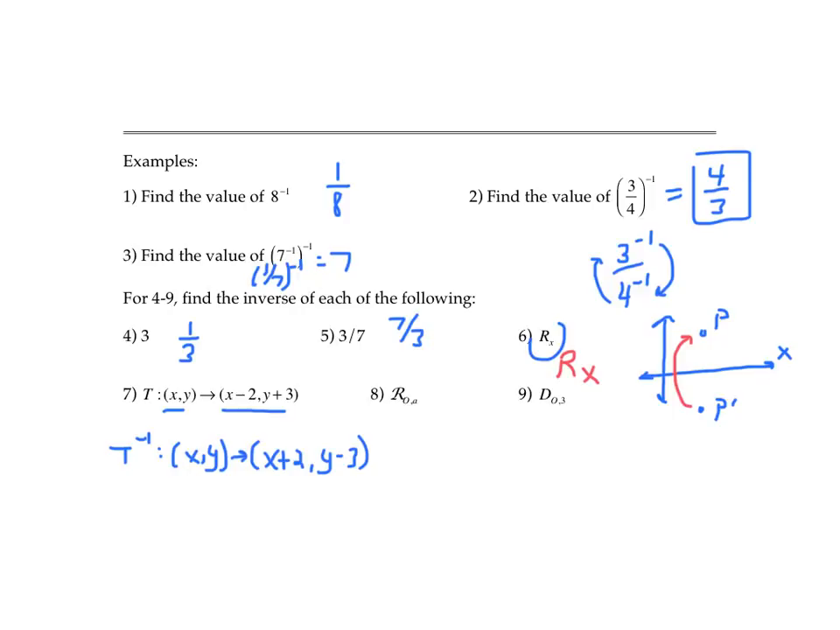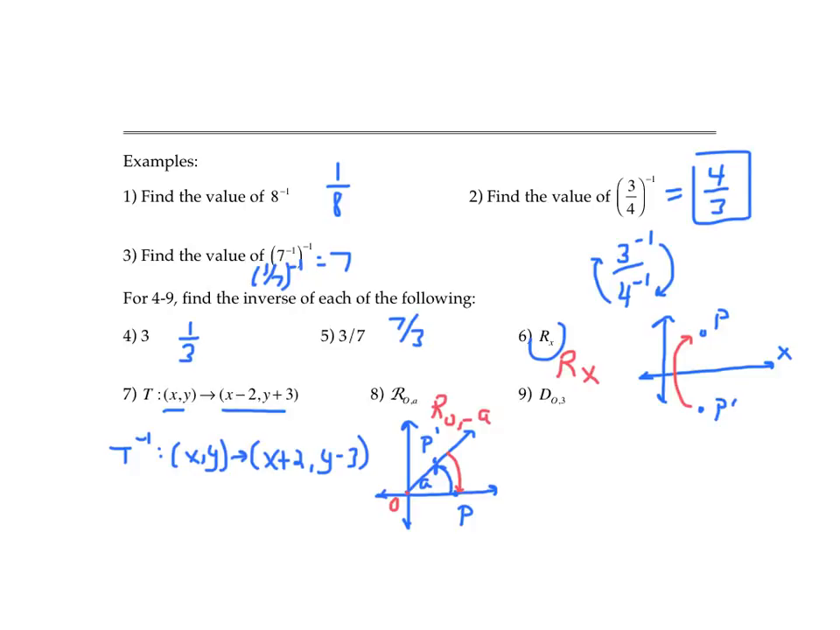For number 8, we want to find the inverse of a rotation centered around the origin of a degrees. So let's say we took this point P and we rotated it positive a degrees, and that would put P right here at P prime. If we wanted to undo that action, we'd have to come right back to the beginning. So we would say the inverse of this would be a rotation about the origin of negative a degrees.